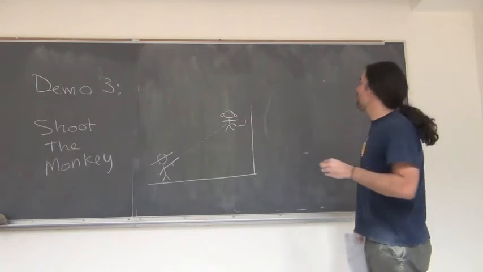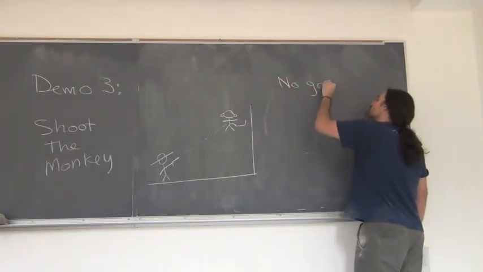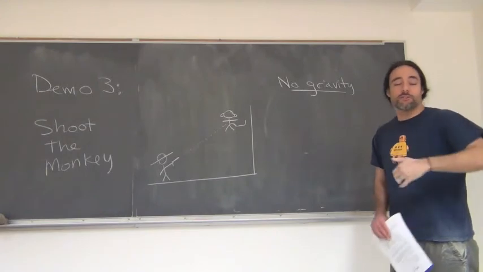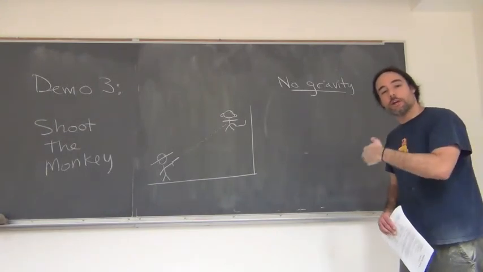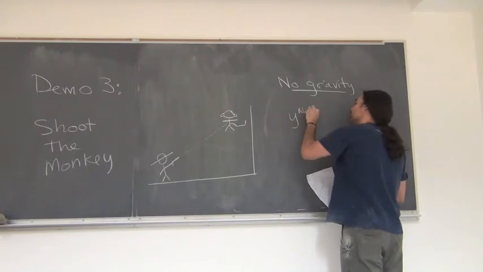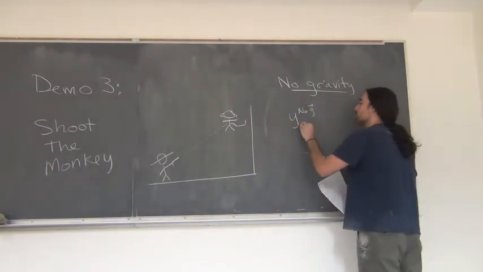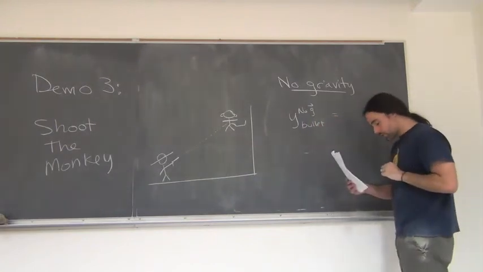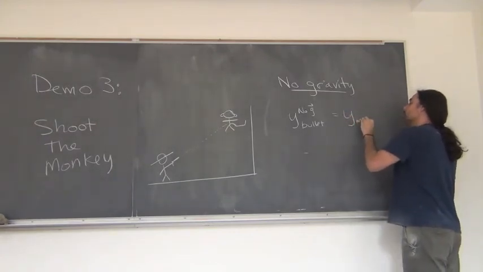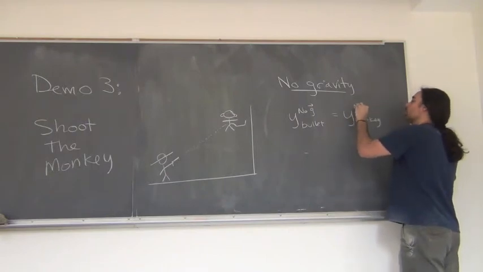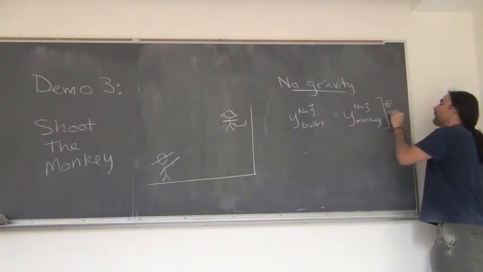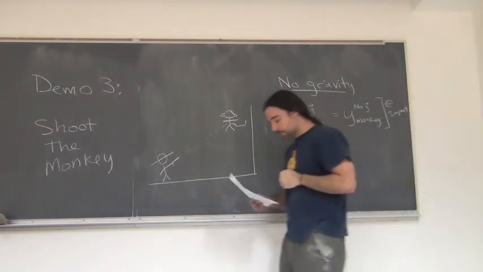So in this instance, when there's no gravity, you would have to aim directly at the monkey, because nothing's going to curve the motion of the bullet. The monkey's not going to move. So if we have no g, I'm going to write this as the height of the bullet with no gravity. At the moment of impact, these two things are going to be equal. The height of the monkey with no gravity is going to be equal to the height of the bullet at no gravity. This is at the moment of impact between the bullet and the monkey.